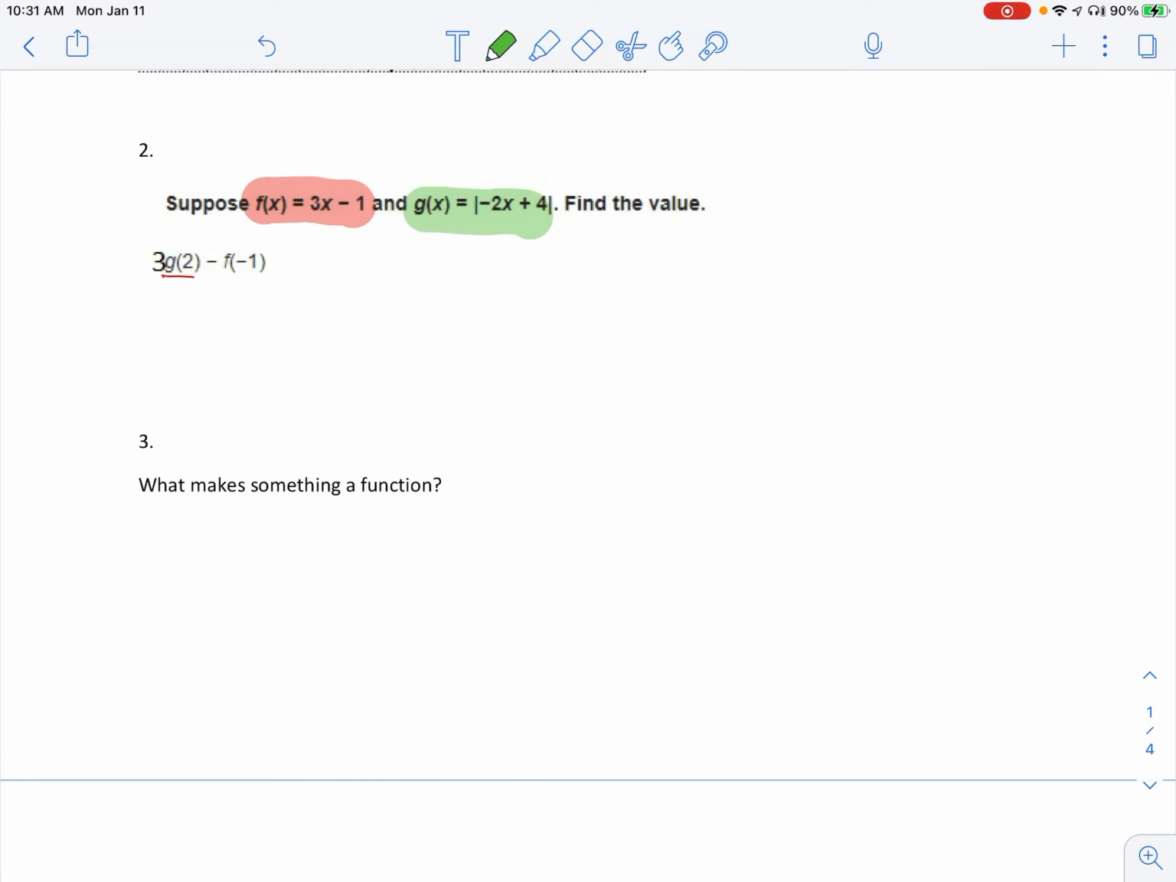G of 2 would be the absolute value of -2 times 2 plus 4. So we're plugging it in. That would be -4 plus 4, that would be 0 in absolute value. So, remember, I just got a 0, the absolute value of 0 is 0. If you want to write out your steps, we had to plug 2 into g of x. And now I'm going to have to multiply that by 3, so that still is just 0.